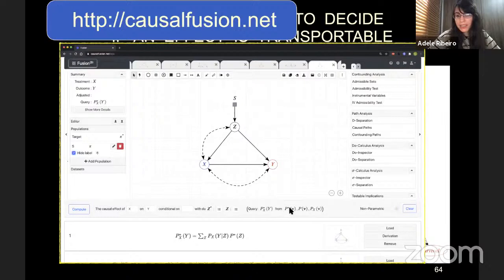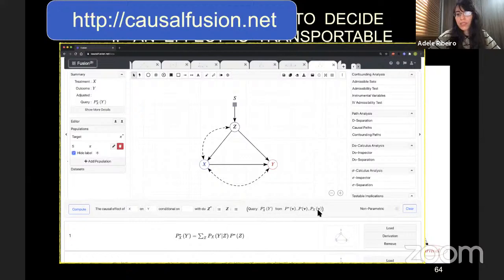So this is the target domain. We have observational data in the target domain. We also have observational data in the source domain. And this is the notation where we have an interventional next here. So also we have the experimental data in the source domain. So this query here, that's the effect of X on Y in the target domain, can be computed from these available distributions using this formula.